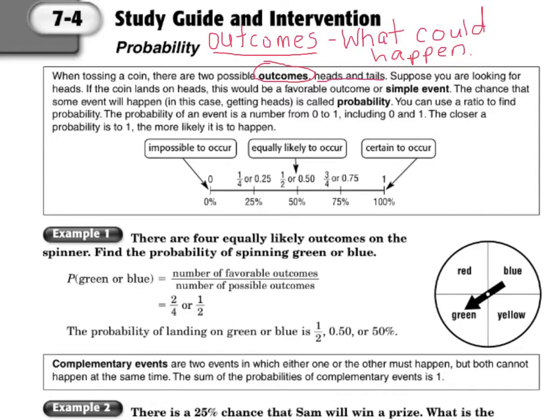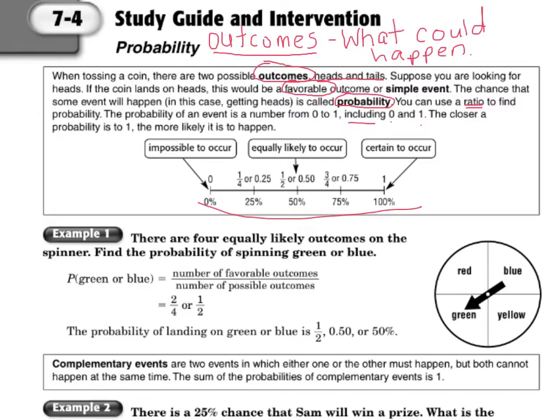It says, suppose you are looking for heads. If the coin lands on heads, this would be a favorable outcome or a simple event. The chance that some event will happen, in this case the coin landing on heads, is called probability. And that's what we're studying, the chance of something happening. You can use a ratio to find probability. The probability of an event is a number from 0 to 1, including 0 and 1. The closer a probability is to 1, the more likely it is to happen.